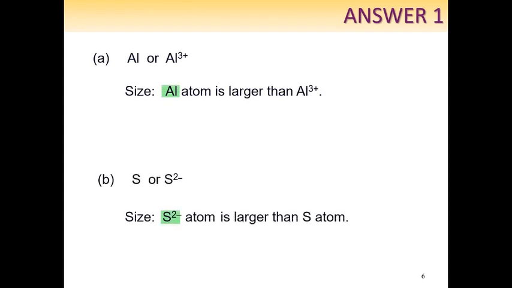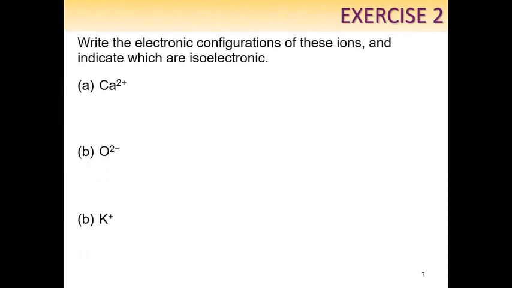So for exercise 2, we are going to write the electronic configuration for the given ions, and you have to indicate which are isoelectronic species. As you already learned before, isoelectronic species are species that have the same number of electrons and the same electronic configuration. Since the question gives you ions, you need to identify the number of protons first for each species from its neutral atom.